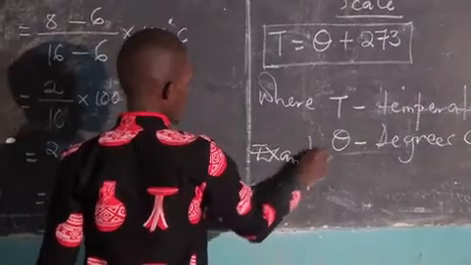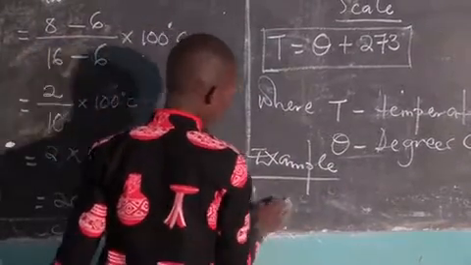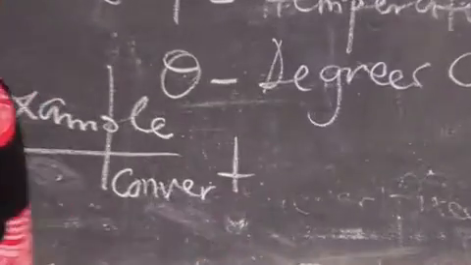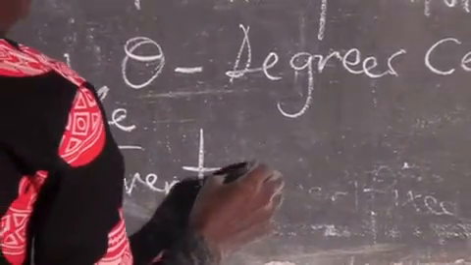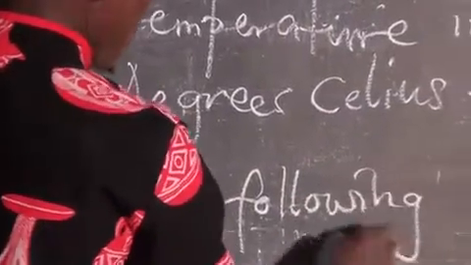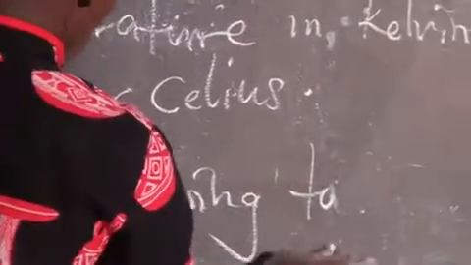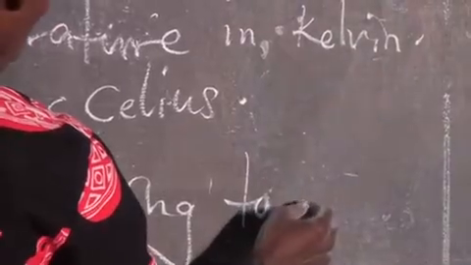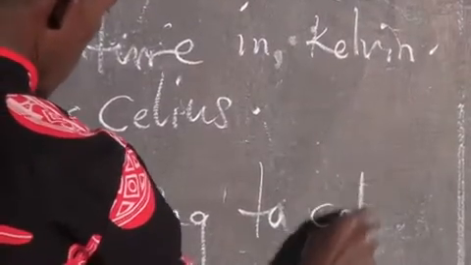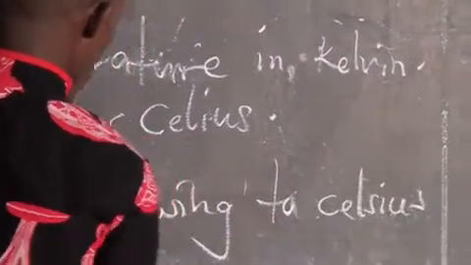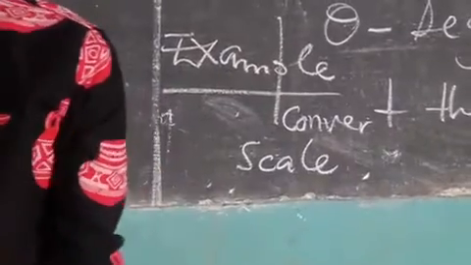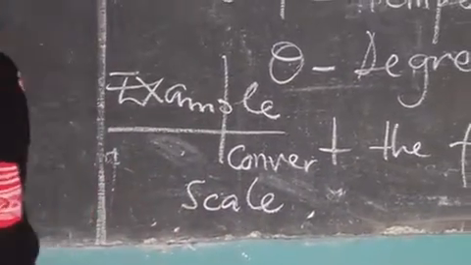Example 1. Convert the following to the Celsius scale. We are going to convert the following to the Celsius scale, but how?